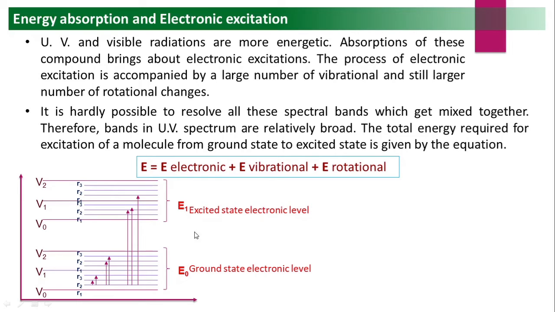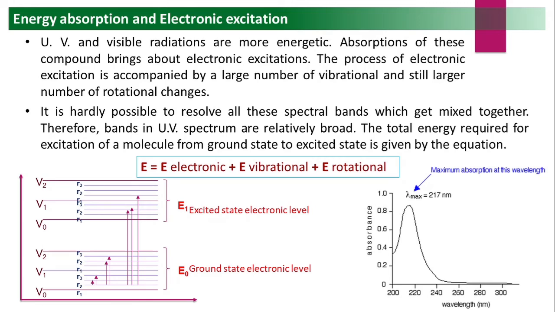In this way, each electronic level contains many vibrational levels and each vibrational level contains many rotational levels. So if energy is absorbed by the molecule, there will be three types of excitations: electronic excitations, vibrational excitations, as well as rotational excitations. And because of this, the peak will be broad. See here, the peak is broad.